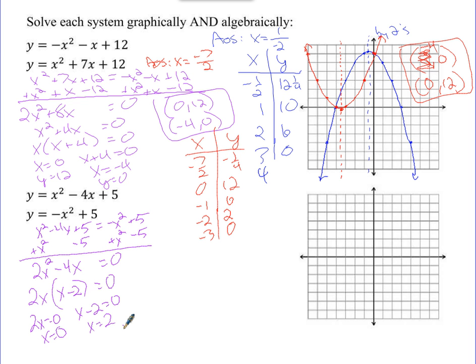What do I do now? Plug them into one of the originals. I don't know which one looks easier to you. Which one do you want to pick? The bottom one? Okay. So we take 0, plug it in. 0 squared is 0. Make it negative. It's still 0. Plus 5 is 5. So we get y equals 5 for that guy. And now 2 plugged in gives me what here? Negative 4. Plus 5 is what? So my answers are 0, comma 5 and 2, comma 1.